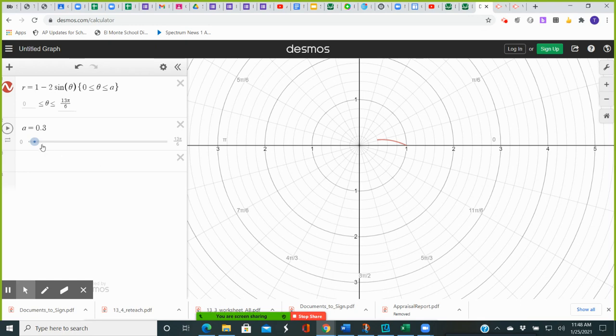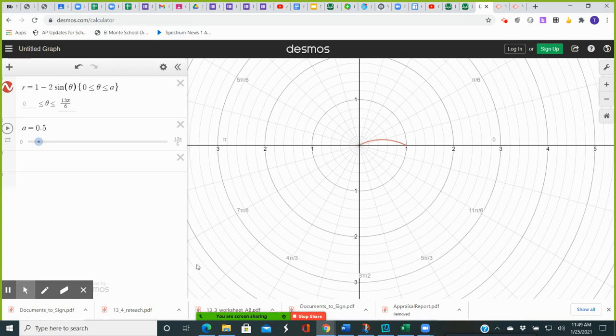And then we go to theta is equal to pi over 6. What happens at pi over 6? We have sine of pi over 6, which is 1/2. 2 times 1/2 is 1, and 1 minus 1 is 0. So we get this point at the pole where we have polar coordinates r, theta, where r is 0 and theta is pi over 6.